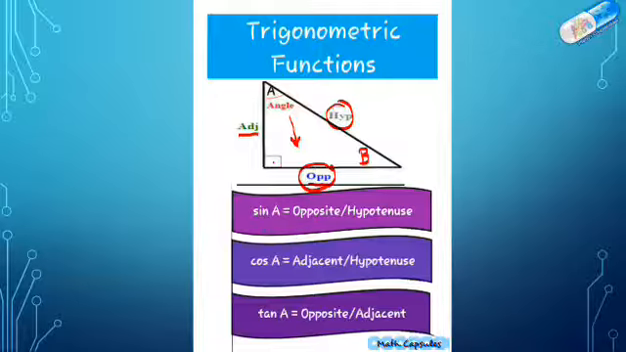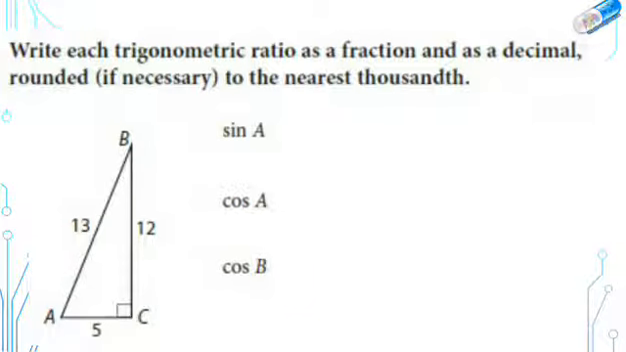So again, have a look at them. Sine A, opposite over hypotenuse. Cosine A, adjacent over hypotenuse. And tan A is opposite over adjacent. Some examples. Write each trigonometric ratio as a fraction and as a decimal rounded, if necessary, to the nearest thousandth.